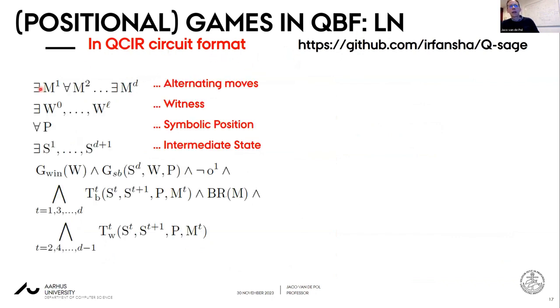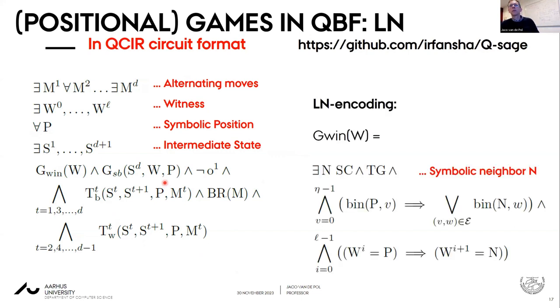And this encoding again says, well, there are these moves, player one move, player two move, etc. And there is this witness path. Now you have to check that everything is correct for all the board positions. Now we use one extra quantifier here. For all symbolic board positions, well, we have a winning condition, and the black and the white moves work, but there's not much copying going on in this part. So this is even smaller than the previous one.